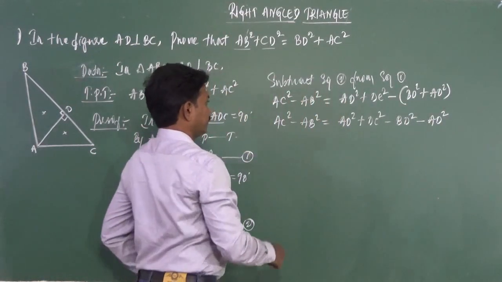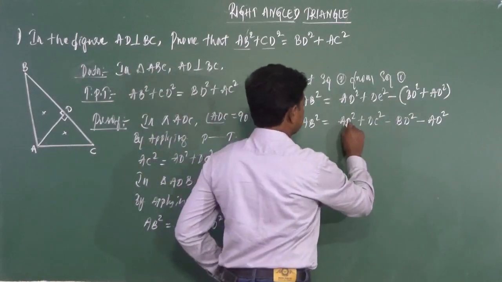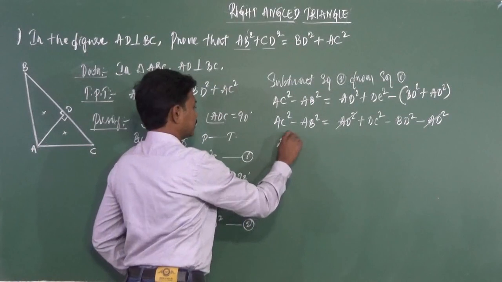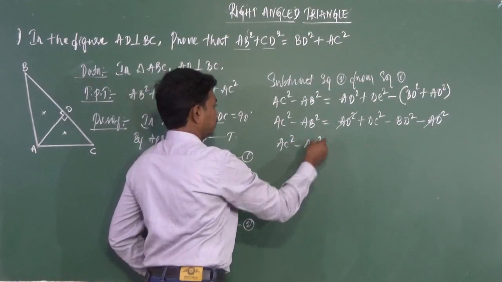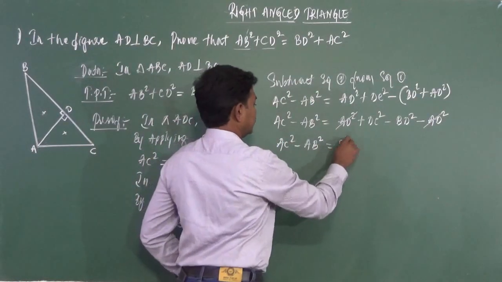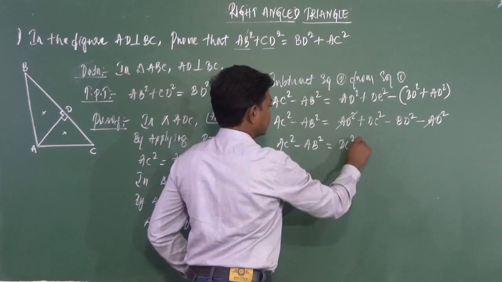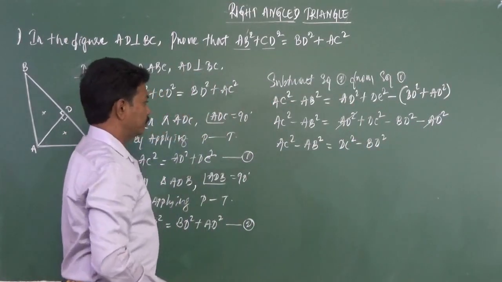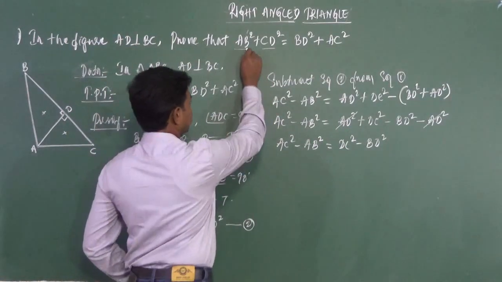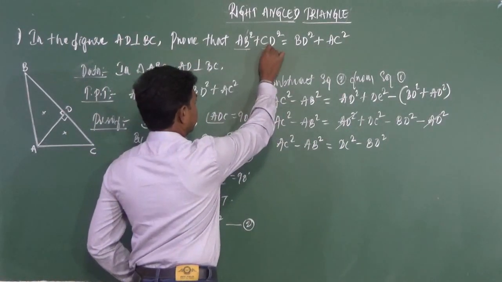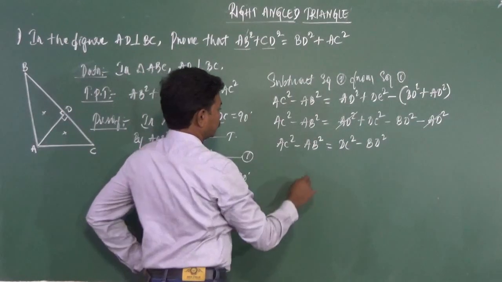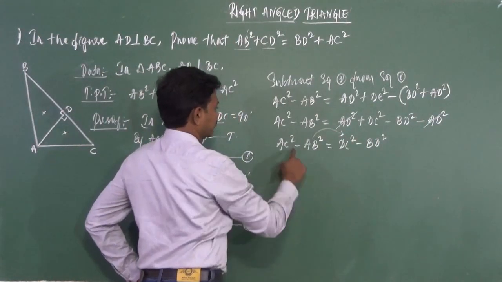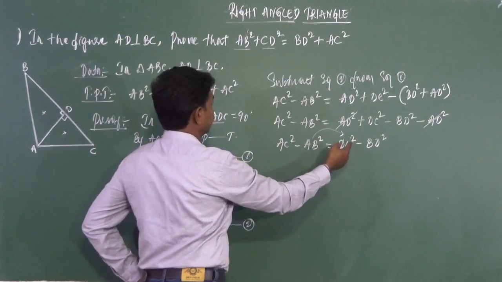So here this is going to get cancelled. So plus AD square minus AD square is going to get cancelled. So AC square minus AB square is equal to BC square minus BD square. So just a question of transposing. So we have AB square, along with that we have plus CD square. So AB square should be transposed to here, so that minus AB square becomes plus AB square.